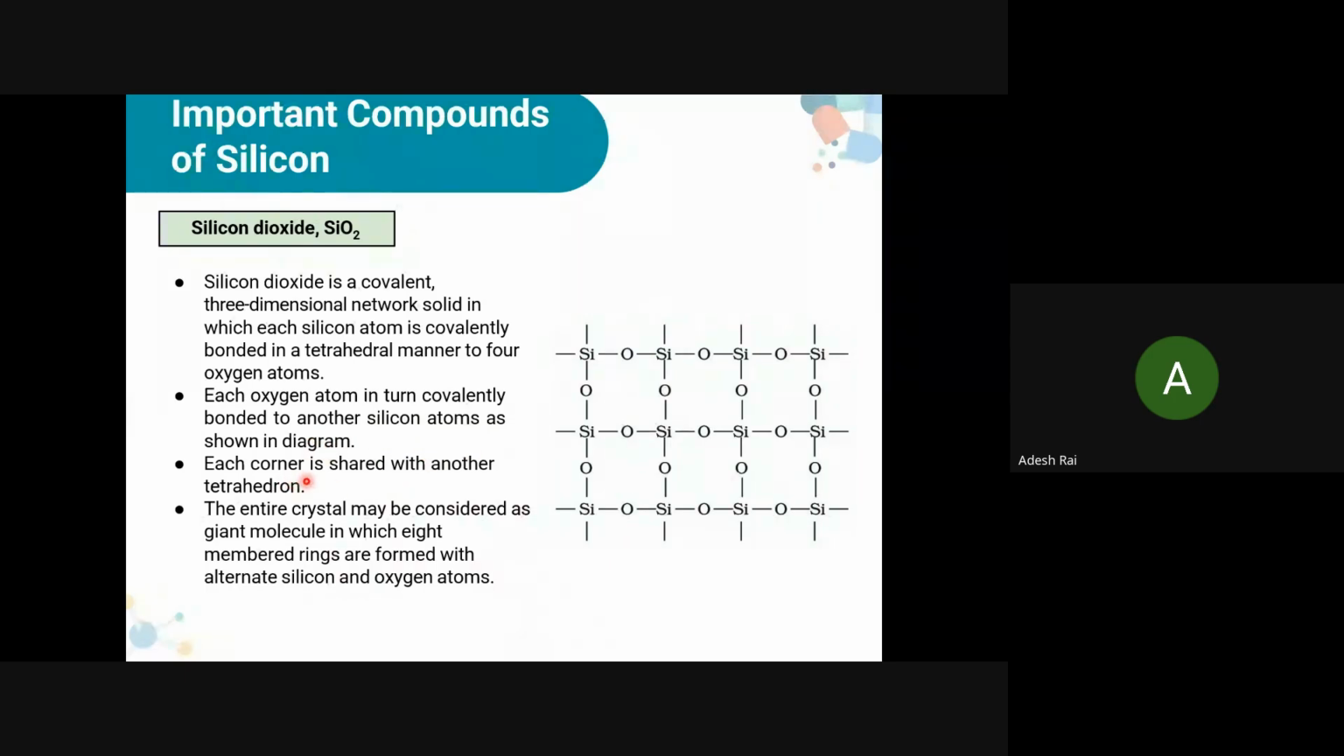Each corner is shared with another tetrahedron. The entire crystal may be considered as a giant molecule in which eight-membered rings are formed with alternate silicon and oxygen atoms. Can you see silicon, oxygen, silicon, oxygen, silicon, oxygen, silicon, oxygen? And this is an eight-membered ring-like structure. Is that clear? So this is the structure, or the three-dimensional representation, of silicon dioxide.